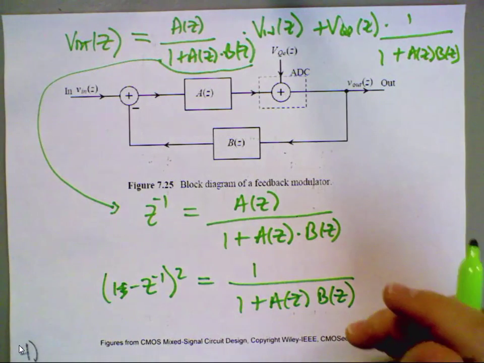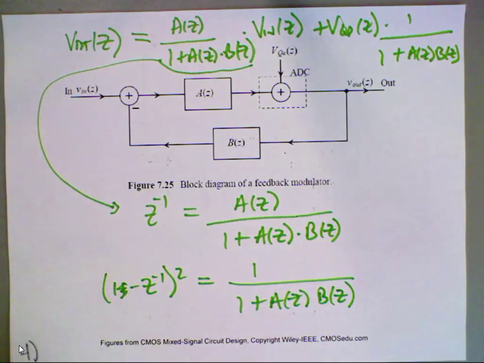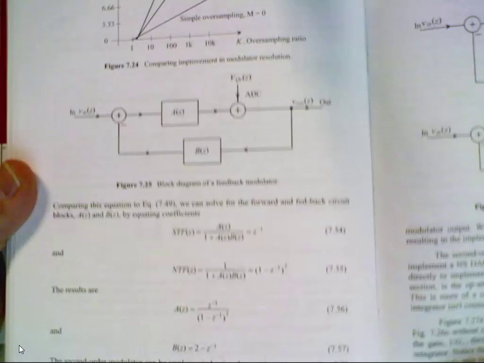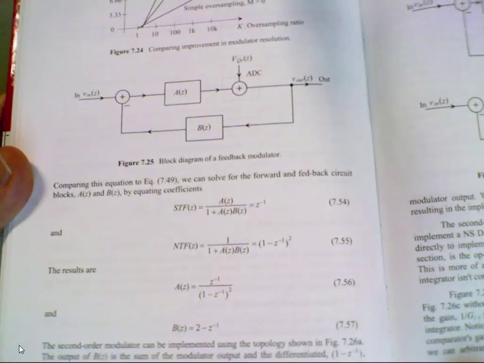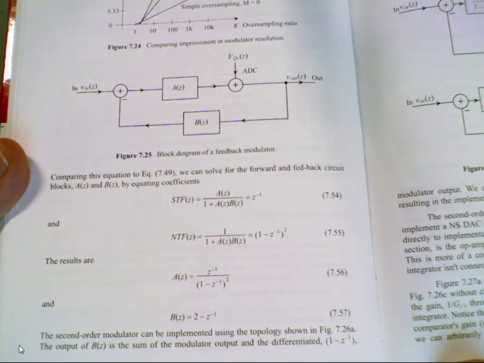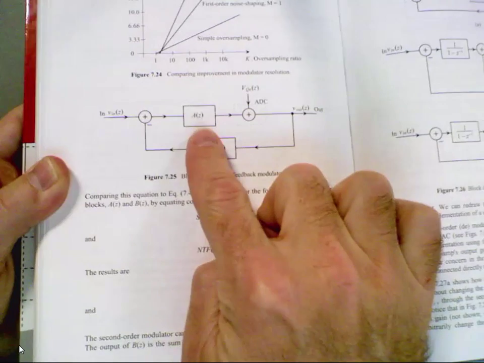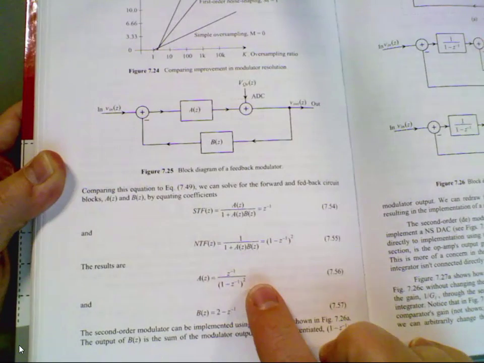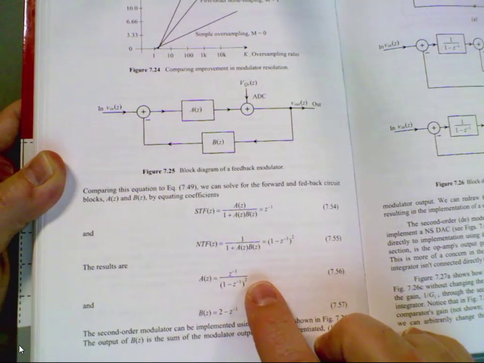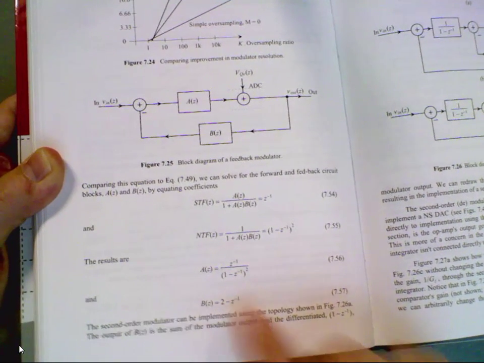All right, I'm not going to spend the time on it. I'll just show you, because it's derived on the bottom of page 254. You see A of Z is then equal to Z to the minus 1 divided by 1 minus Z to the minus 1. So A of Z is the forward path. That's a delaying integrator and a non-delaying integrator. And then the feedback path is 2 minus Z to the minus 1.